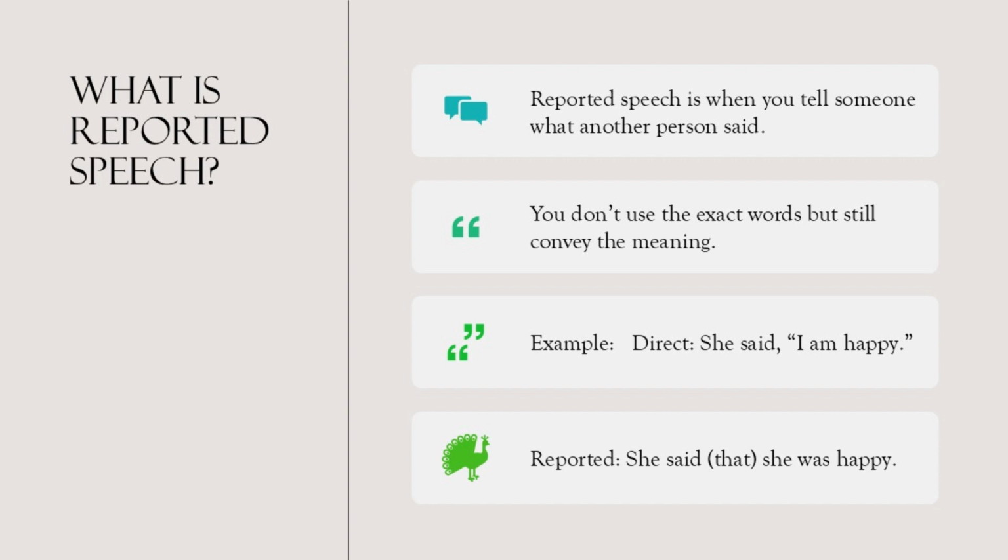What is reported speech? Reported speech is when we tell someone what another person said, but not using the exact same words. We usually change the original words slightly, especially the pronouns and tenses, depending on when the reporting happens. For example, in direct speech, she said, "I'm happy." In reported speech, we say, "She said that she was happy," or "She said she was happy."